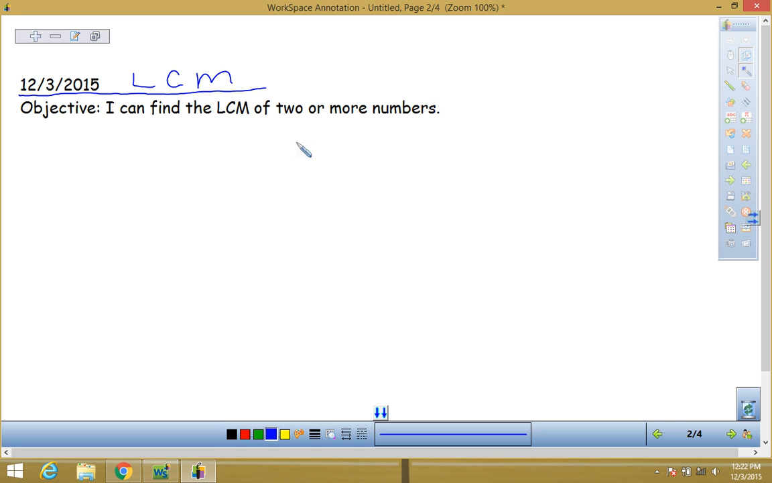Yeah, so today's date, LCM is your title, and then please write the objective down. Okay, we're going to start off with doing some practice just on finding common multiples.